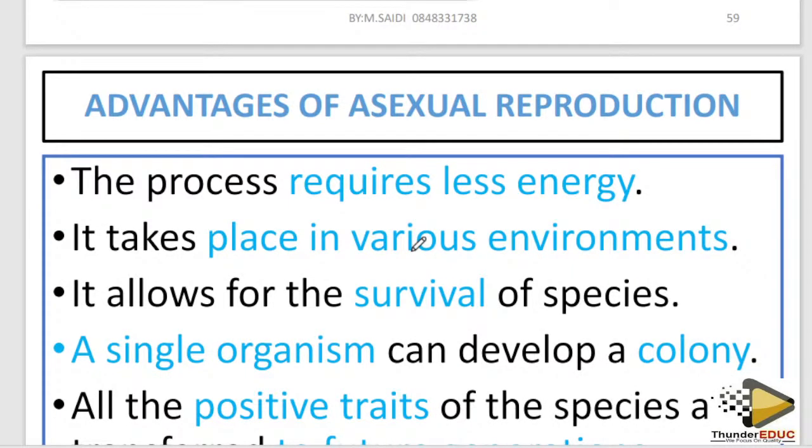the similarity and the difference between asexual reproduction and sexual reproduction. Asexual reproduction requires one individual. Sexual reproduction requires two. Asexual reproduction uses less energy. Sexual reproduction uses a lot of energy.